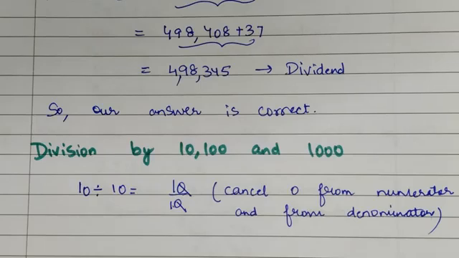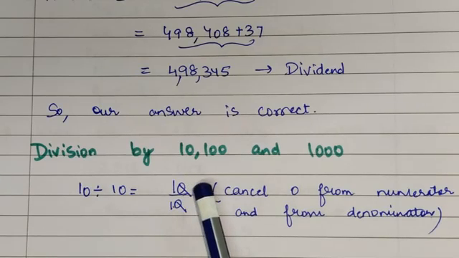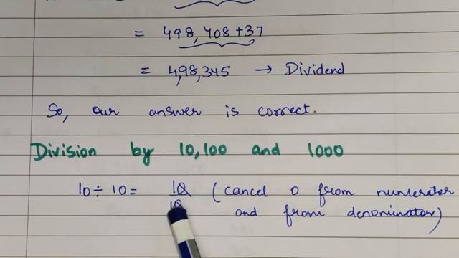Now let us discuss division of any number by 10, by 100 or by 1000. Now see, 10 divided by 10. Divide sign means we can write it like this, 10 upon 10. And now see here, in the numerator there is 1 0, in the denominator there is 1 0. So we can cancel them. We can cancel an equal number of zeros from the numerator and the denominator.